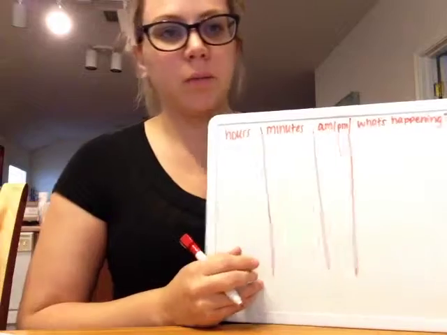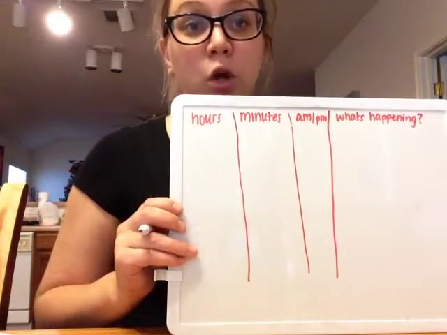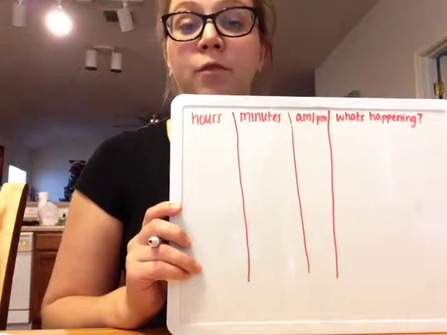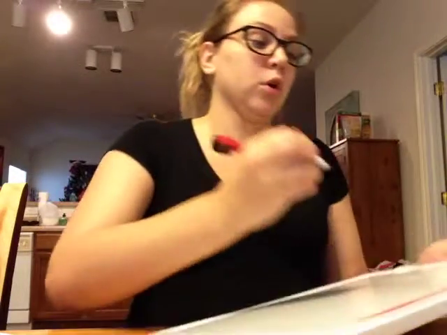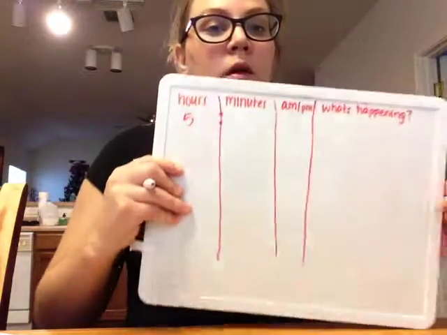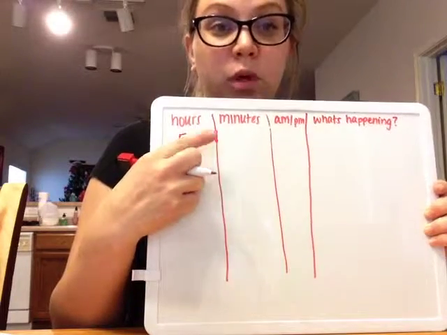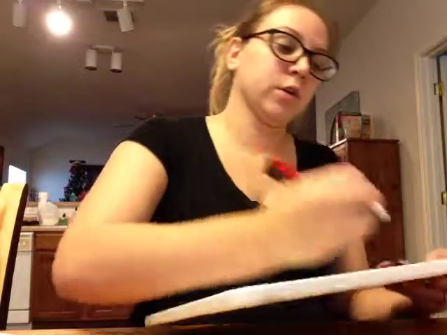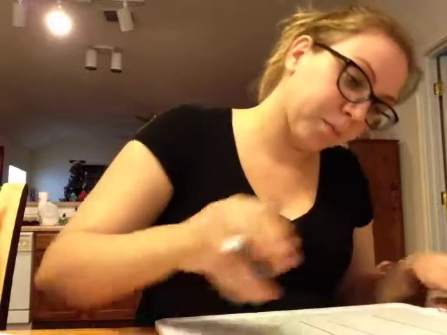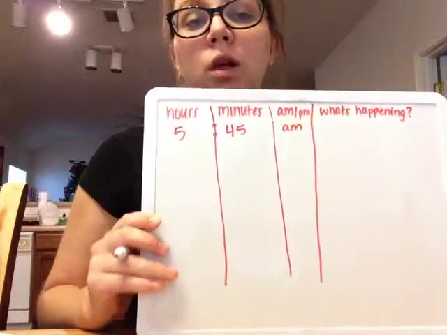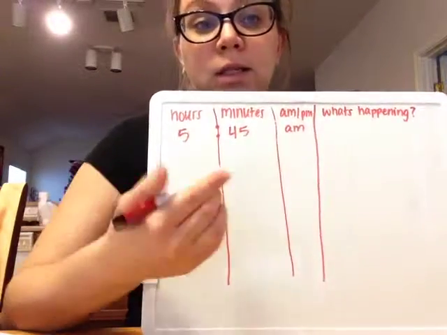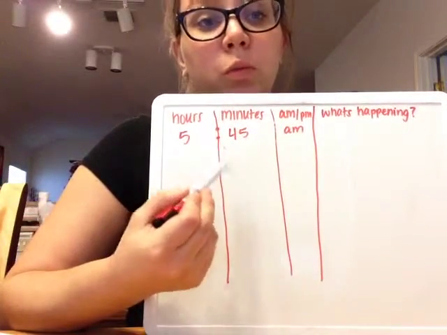The first thing that we're going to plug into our chart is our start time. We said our start time was 5:45 a.m. So we're going to put 5 hours. Make sure we put our little colon, because that's what we do with time, instead of a decimal. So 5 hours and 45 minutes. I'm going to say that is a.m. So the first thing that we want to do is make 60 minutes so that we can regroup that as an hour.